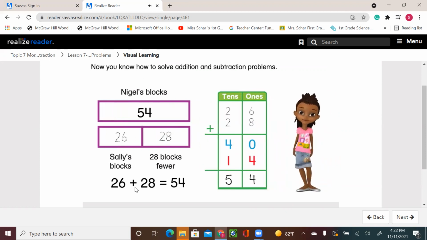Now you know how to solve addition and subtraction problems. All right, so now I know that Sally has 26 blocks, and she has 28 blocks fewer than Nigel. That means Nigel has 28 more than Sally, and that's why I have my two addends, the 26 and the 28. We use the partial adding. I put the tens and ones of 26, and I have my second addend, 28. Then I add the tens and I add the ones, and that's the total. That means Nigel has 54. Why? Because I know that he has 28 more than Sally, or that Sally has 28 fewer than him.